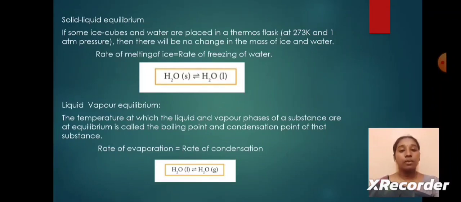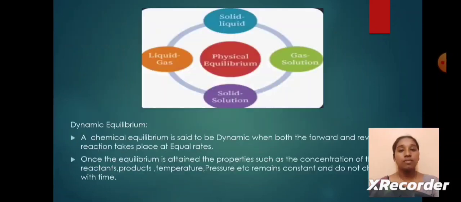Then we are going to see about liquid-vapor equilibrium. The temperature at which the liquid and vapor phase of a substance are in equilibrium is called the boiling point and condensation point of that substance. Rate of evaporation is equal to rate of condensation. H2O in liquid is reversible to H2O in gaseous phase.